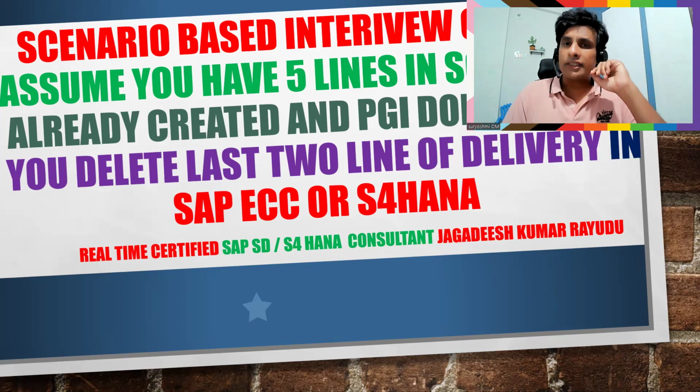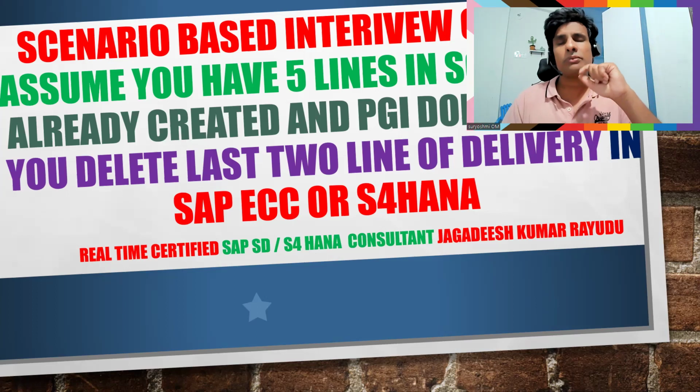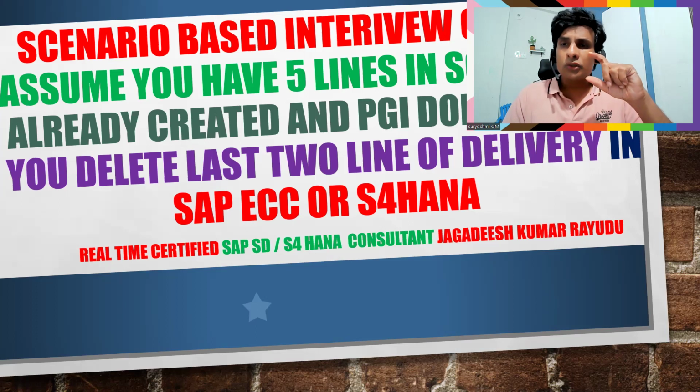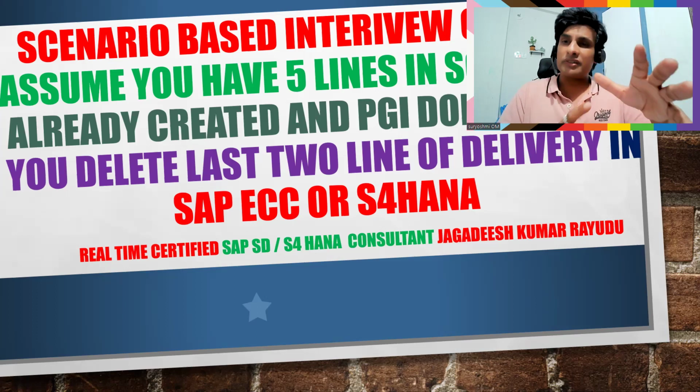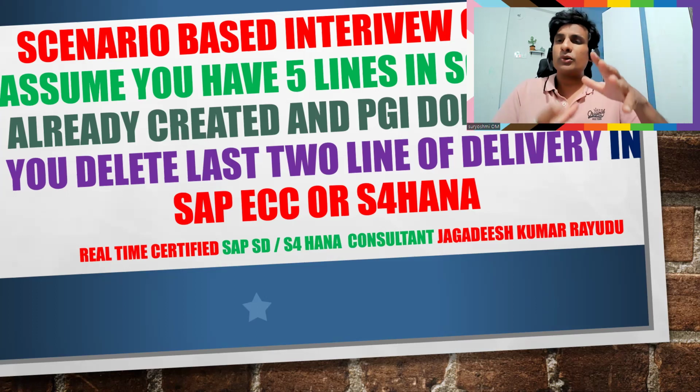So out of 5 lines, all line items need to be reversed. This is what the interviewer expects, to see whether you know the reversal process or not. VL09 is the transaction. I have already explained it in my YouTube video. And second, he is expecting that the complete delivery needs to be reversed. You cannot reverse certain partial line items. It is not available in the standard system.